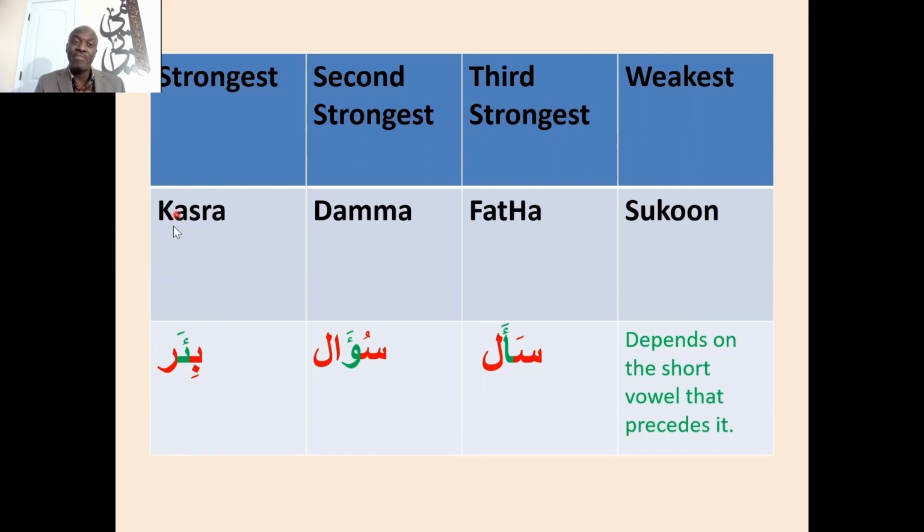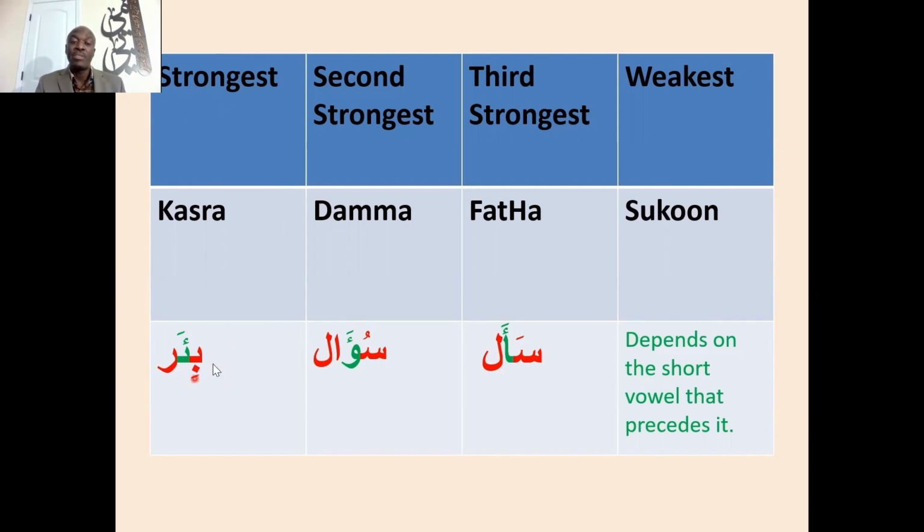So if you have the Kasra, since we said the Kasra is the strongest, in determining the seat for the Hamza, we need to look at two things. We need to look at the Hamza itself and the letter that precedes it. In this case, the letter that precedes the Hamza is the letter Ba, and the letter Ba has the Kasra here. And we said the Kasra is the strongest.